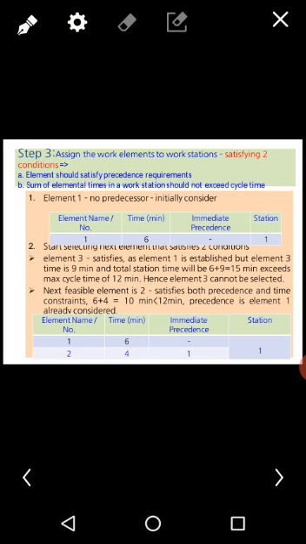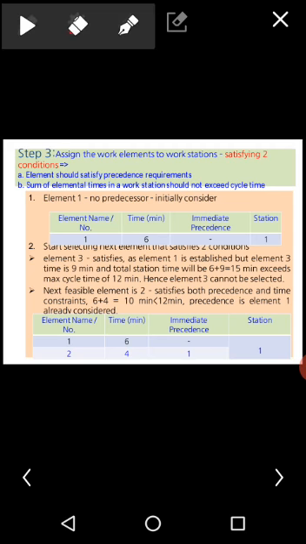Here element 2 has a time of 4 and its precedence is 1, and we can call this also station 1. Why? Because the time is not exceeded. That's why we are calling it station 1 only. And now we can calculate its time. 4 plus 6 is 10, so we have 2 more minutes.